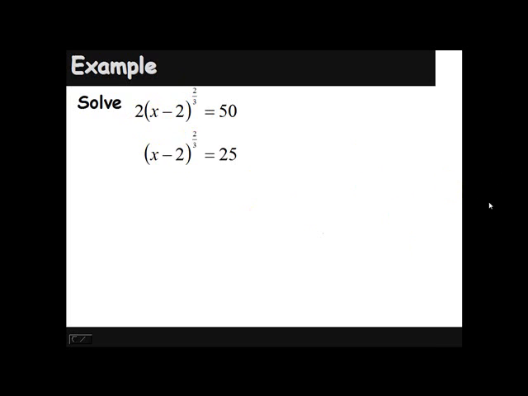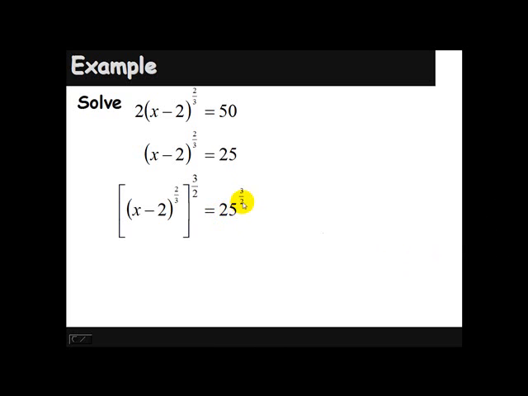We need to undo the 2/3 power. The only way to do that is to raise that to a power that turns it to 1. Well, if we raise it to the 3/2 power, 2/3 times 3/2 equals 1. We're doing the same thing on the right. We're raising that to the 3/2 power. We have to be really, really careful here. We're taking the square root of 25, which is 5, and then we're cubing it to get 125.